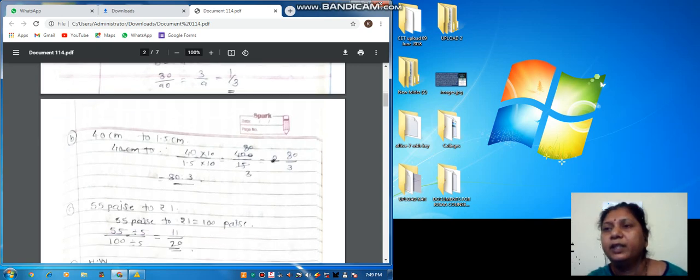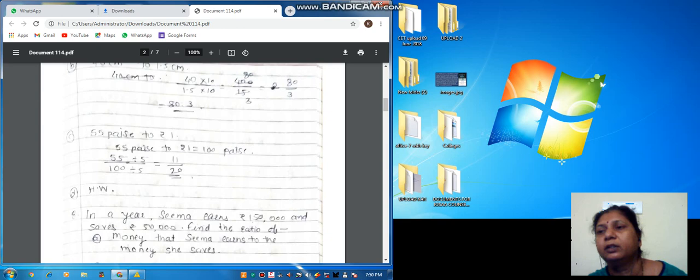40 centimeter to 1.5 centimeter. Now see here, both units are the same, but it is in decimal, so that's why we have to multiply both the numbers by 10. So 40 multiplied by 10 we get 400, 1.5 multiplied by 10 we get 15. Okay, now we can divide 400 by 15. Sorry, not 15, by 5. 5 3s are 15 and here 5 8s are 40, that is 80 upon 3. Get it? So the ratio will be 80 as to 3.